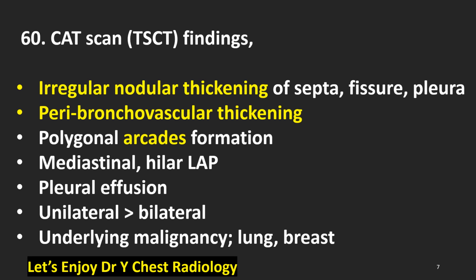CAT scan, thin section CT findings of lymphocytic carcinomatosis: irregular nodular thickening of the septa, fissure, and the pleura, peribronchial vascular thickening, and polygonal arcades formation, and of course mediastinal and hilar lymphadenopathy, also with pleural effusion, more on the unilateral side than bilateral. Underlying malignancies are usually from lung cancer and breast cancer.